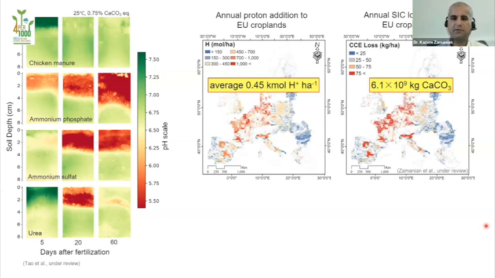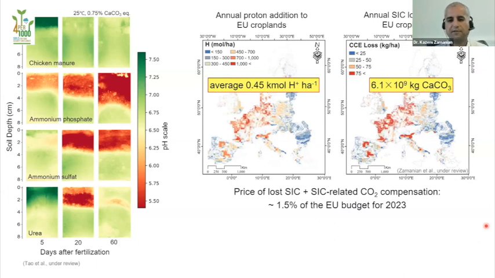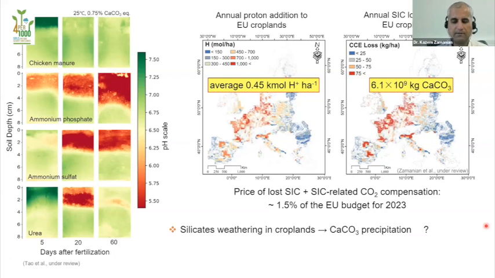We can just consider the market price right now for carbonates, for lime, and also what we should pay for compensation of the related CO2, and this can be something about 1.5% of the European budget for 2023. So it's a huge amount of losses which generally is not considered. And as I said, we should consider these losses irrecoverable. For example, silicate weathering should not really be significant for restoring the losses.